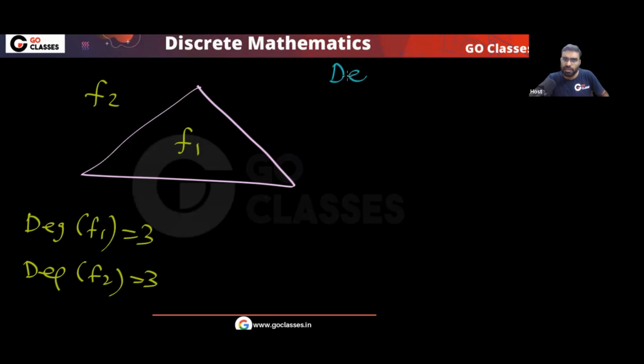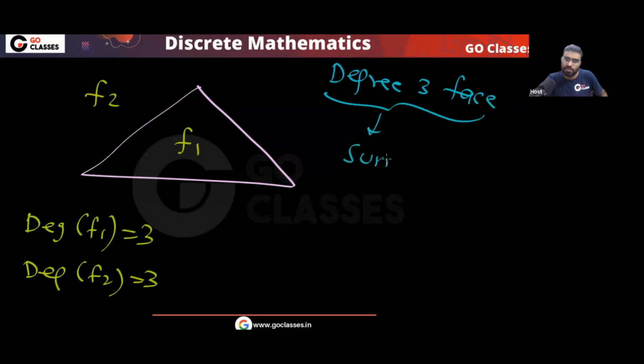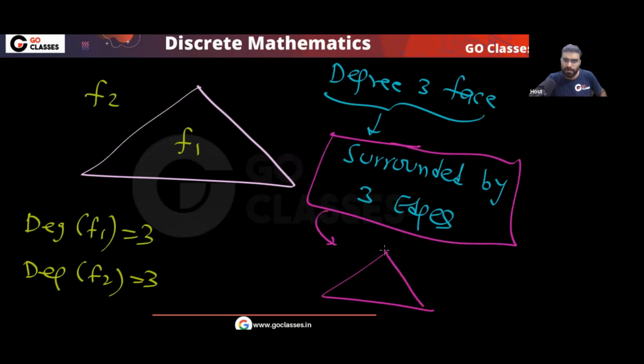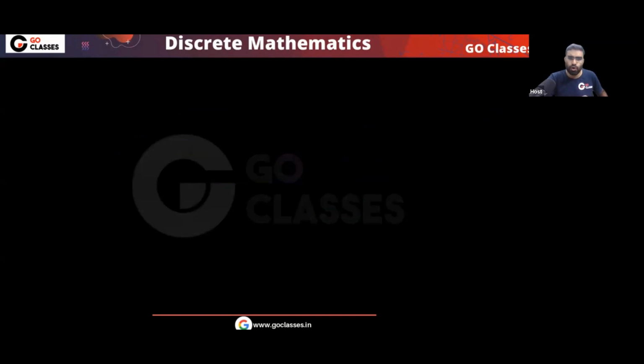Degree 3 face, what does that mean? It simply means surrounded by 3 edges. And if you are surrounded by 3 edges, that simply means this is a triangle. So very simple point. Now tell me, if you don't have any triangle, then what can you say?